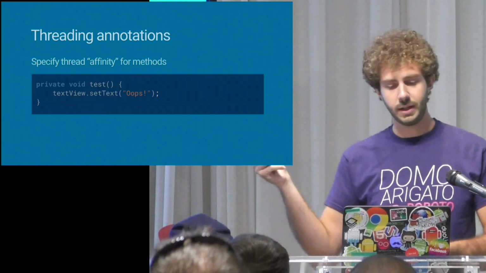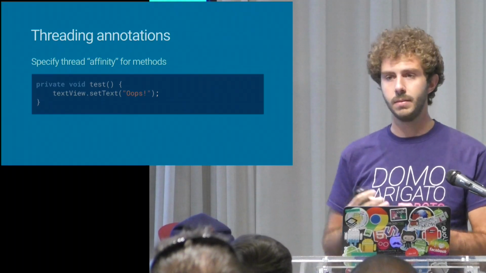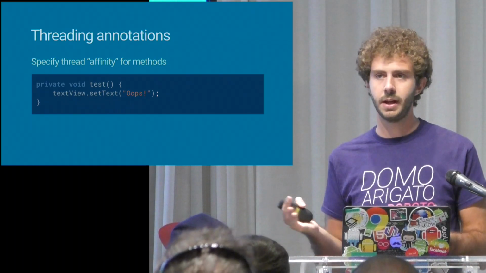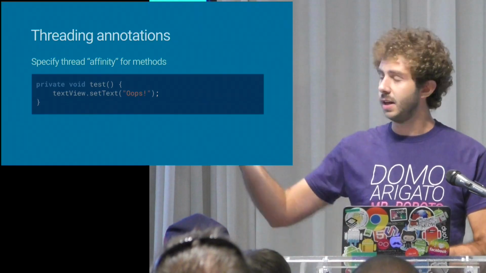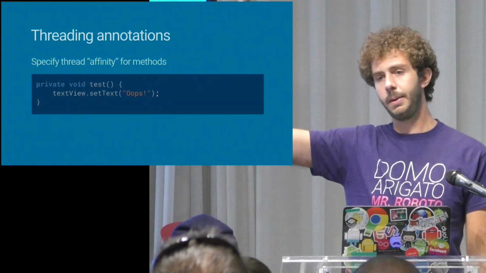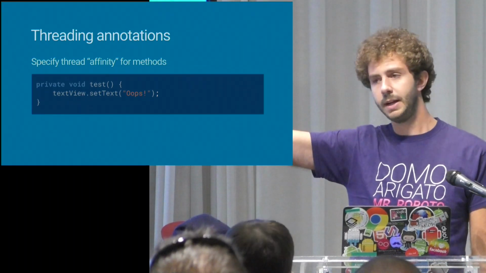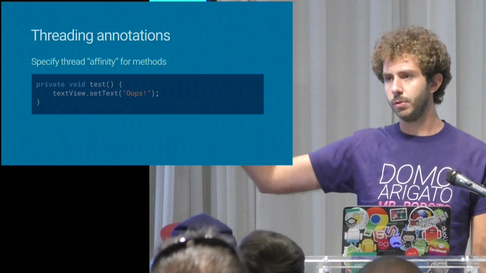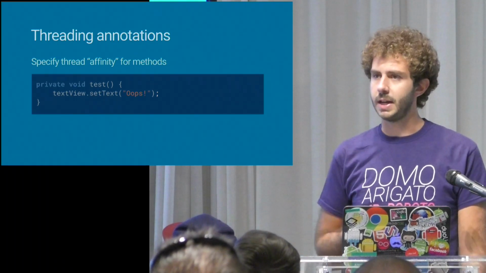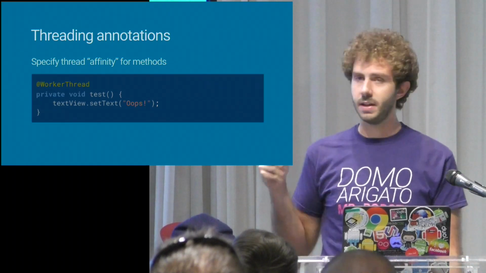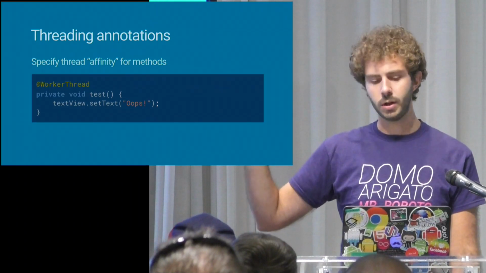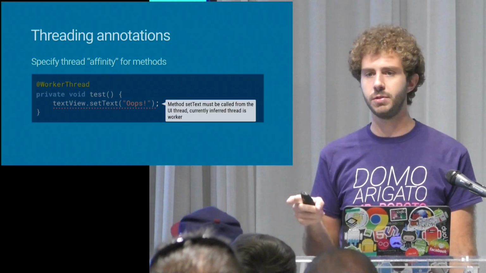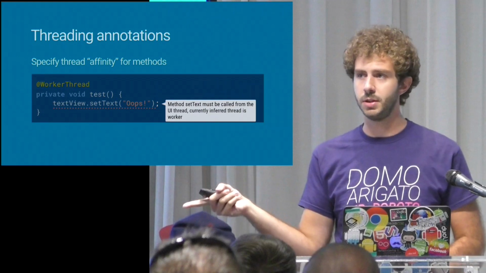Next up is threading. You remember the touching a view from a non-UI thread kind of situation. Well, in this case, assume this is called from some background thread. This looks fine if you look at it and you're not paying attention to where this is called from. But it will crash your application. So what you can do is say this method is supposed to be run on a worker thread. And then the IDE tells you, well, you're trying to do something you should never do on the worker thread, which is touching the UI.